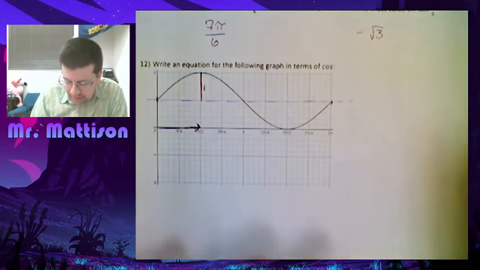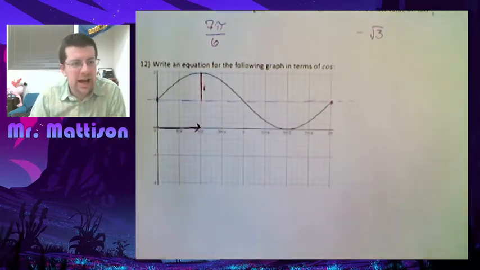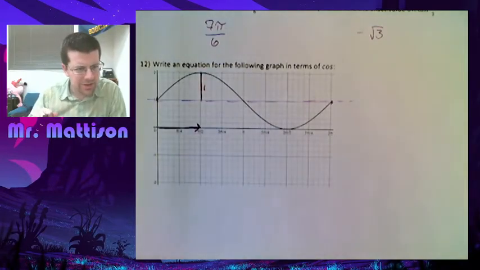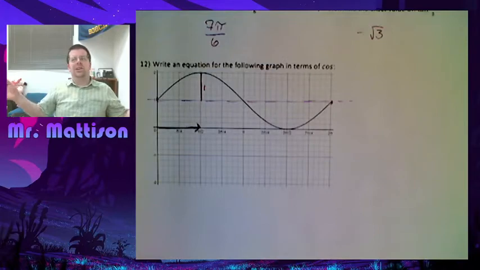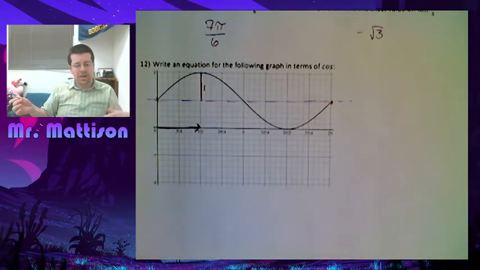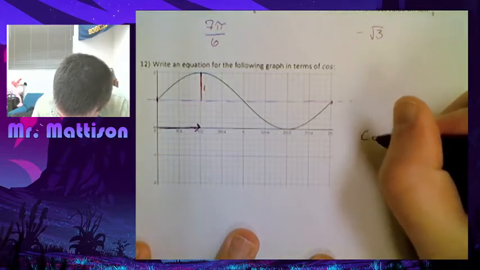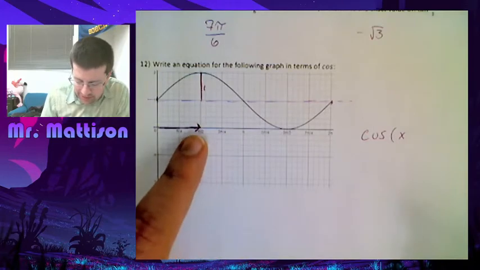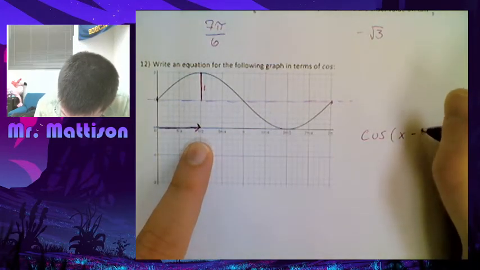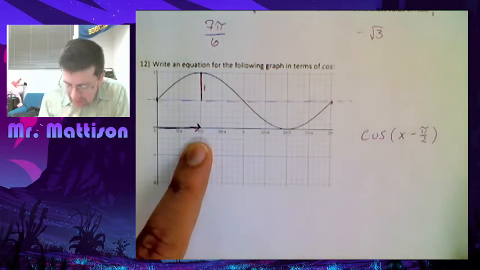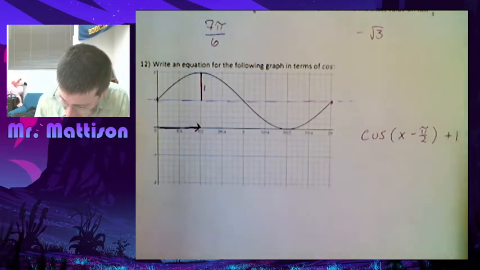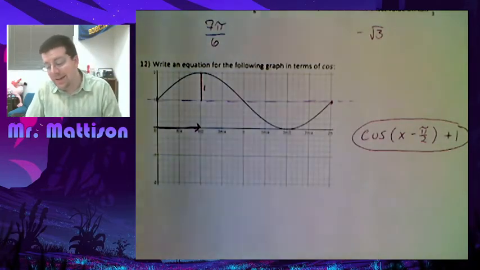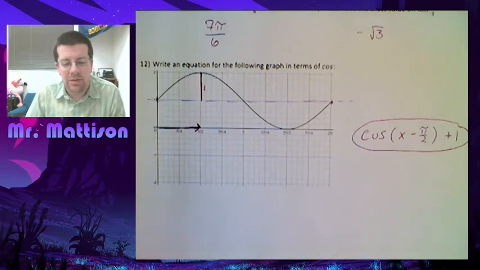So I have a horizontal shift and a vertical shift, but I have no vertical compression or expansion, no amplitude change, and no horizontal expansion or compression, which would be a period change. So it's going to be a cosine graph that has been shifted to the right pi over 2, so x minus pi over 2, and shifted up 1, so plus 1 on the end. And there is my equation for that particular graph. And that is it for the Chapter 2 test. So with that, good luck.